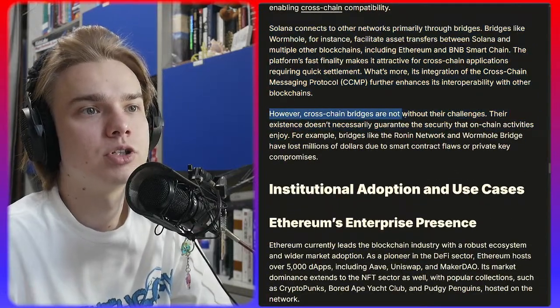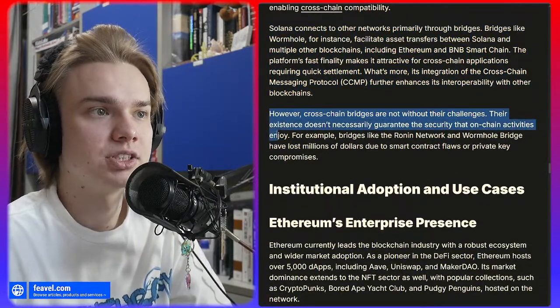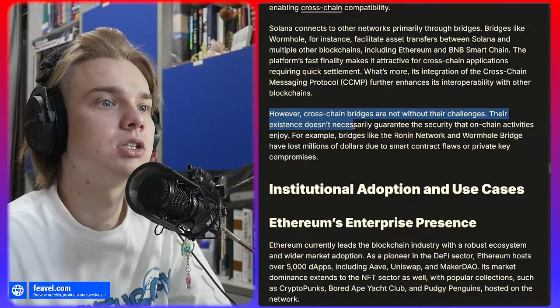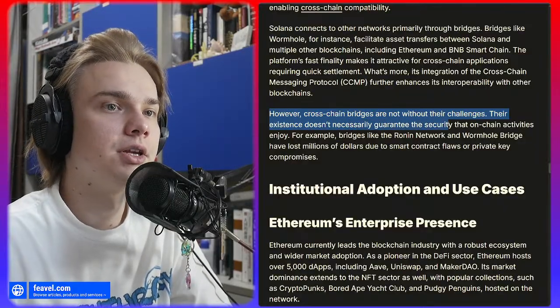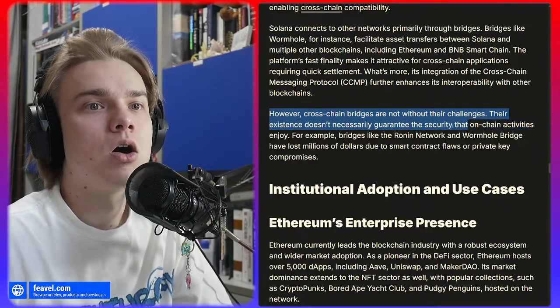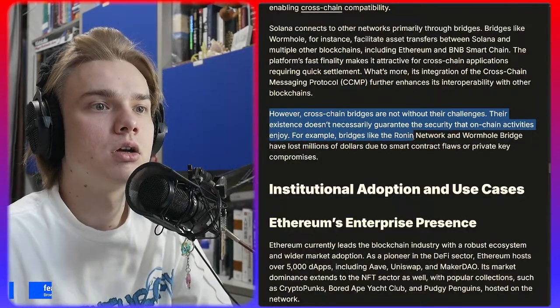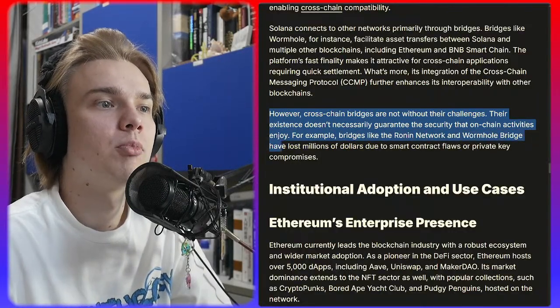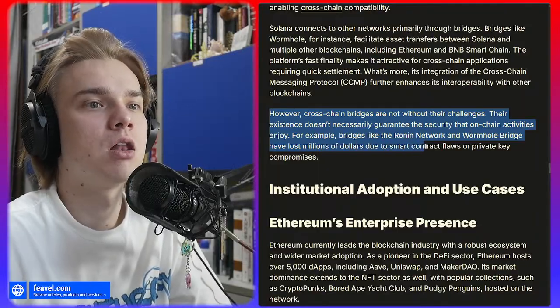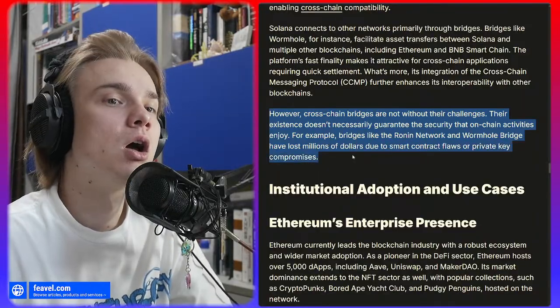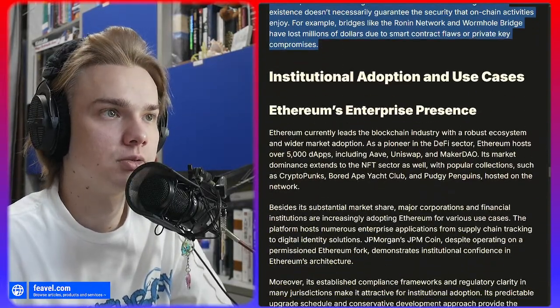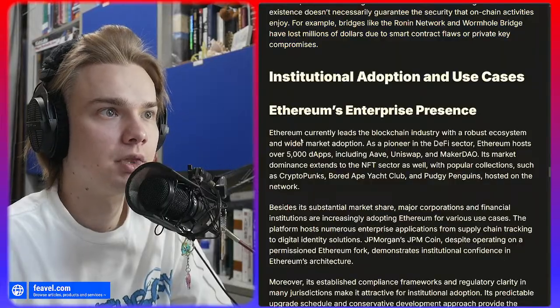However, cross-chain bridges are not without their challenges. Their existence doesn't necessarily guarantee the security that on-chain activities enjoy. For example, bridges like the Ronin network and Wormhole Bridge have lost millions of dollars due to smart contract flaws or private key compromises.